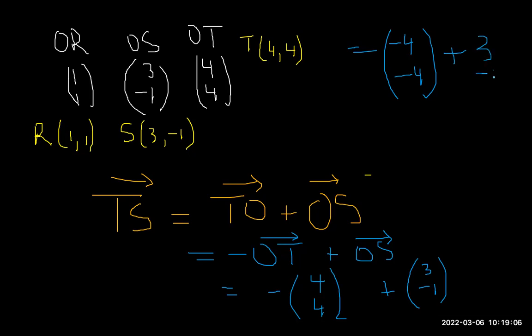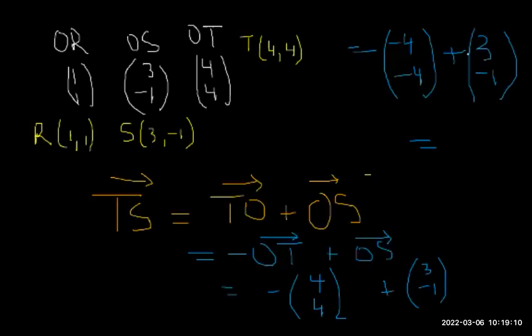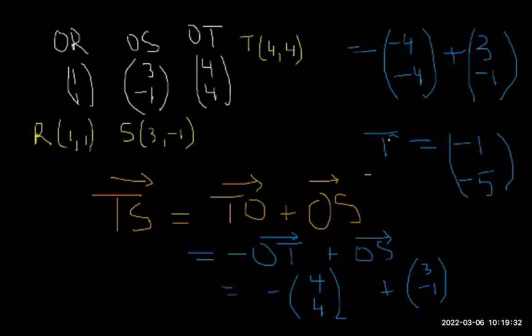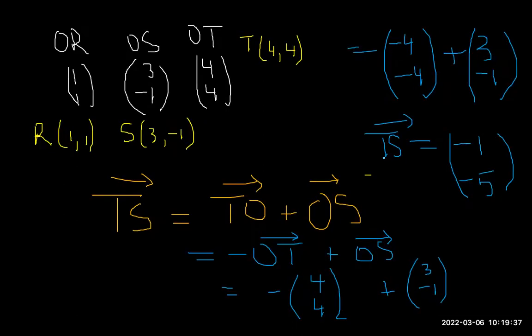Plus 3 minus 1. So remember, we did all this last class, right? When adding vectors, you're dealing with the X components and then the Y components. So X components, minus 4 plus 3, that's minus 1. Y components, minus 4 plus minus 1, that is minus 5. Now that I have, so this is TS, right? Now that I have the vector TS, which is the hypotenuse, that's not what they asked me for, right?